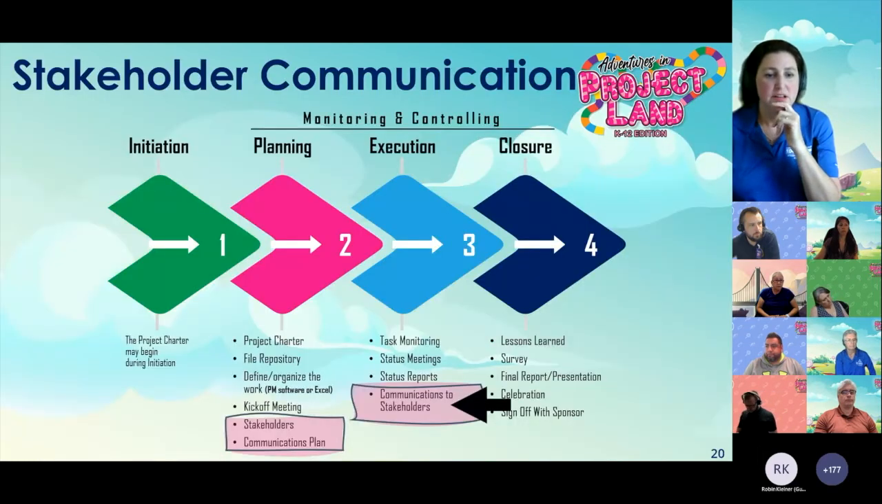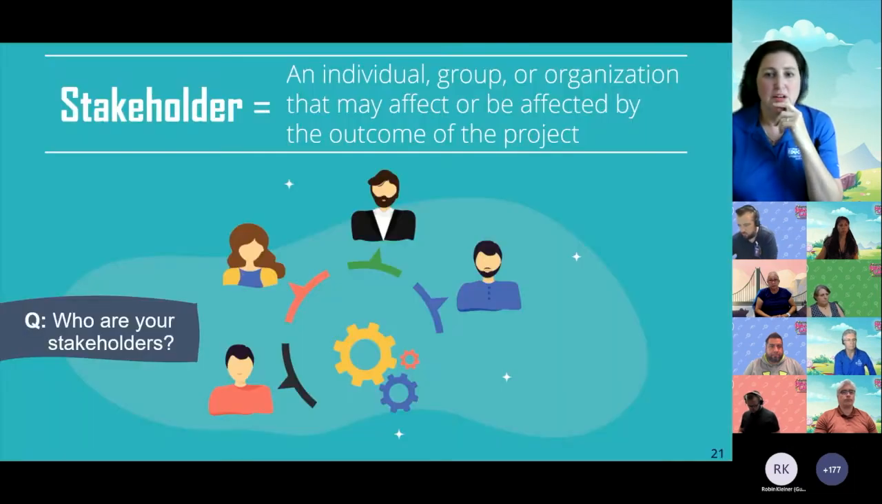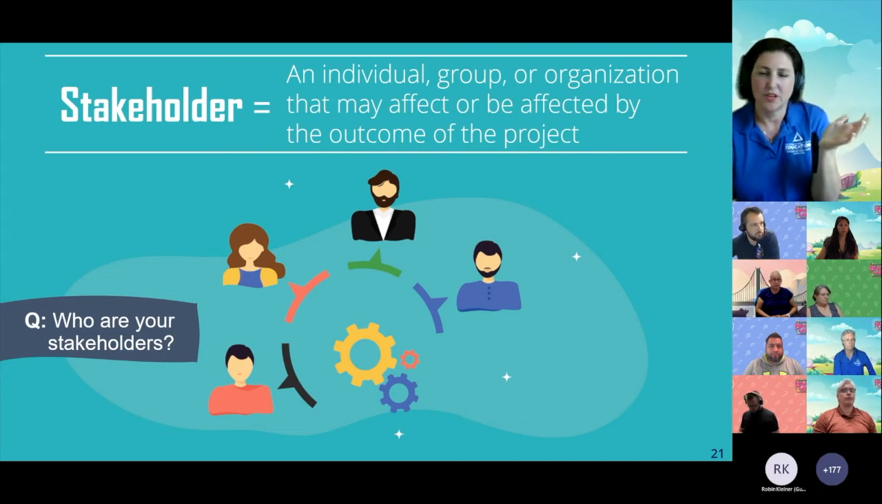All right. So that was a lot on status reports. Now let's talk a little more about our communication with our stakeholders and our communications plan. So I just really want to quickly define stakeholders. It's really any individual, group, or organization that may be affected or may affect the outcome of our project. So again, if you'd open your chat, just quickly type in for me, who are your stakeholders? Who are you doing your projects for or with?